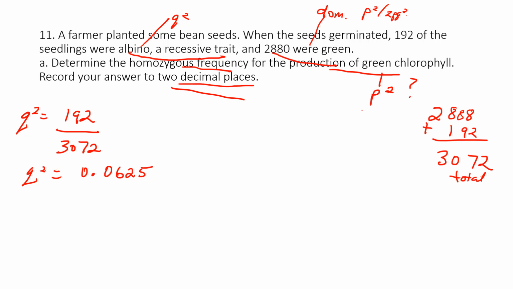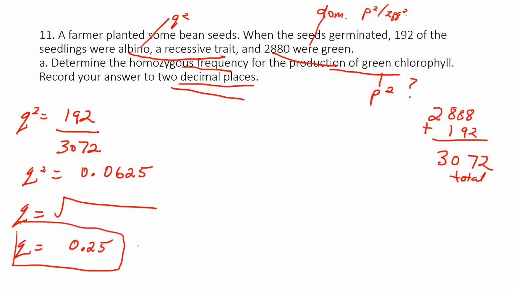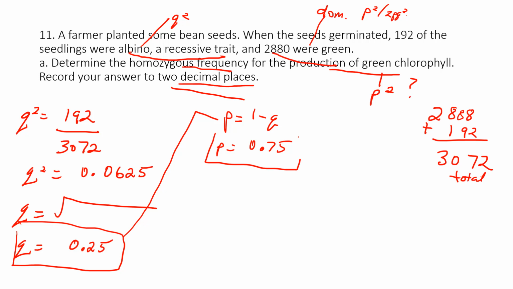Now they want to know P squared, so we're going to have to take that and find a single Q by, again, taking the square root of that number. And when we do that, Q equals 0.25. So that's our Q. We're going to use that to go find P. So P equals 1 minus Q, and P now will equal 0.75.